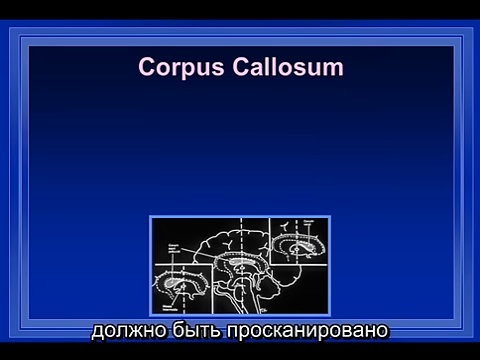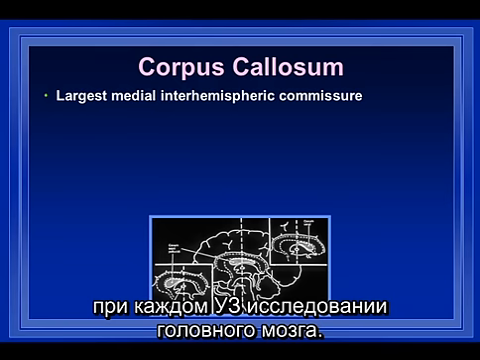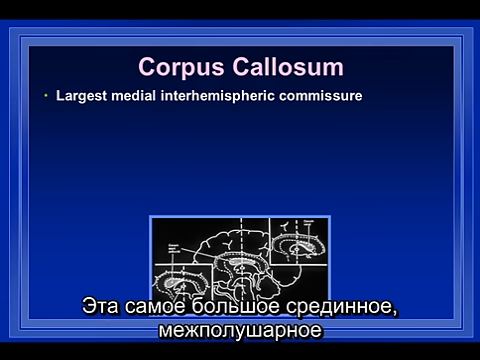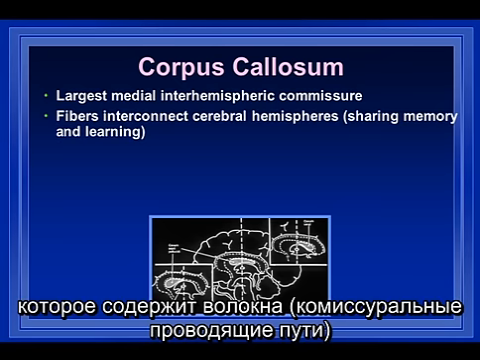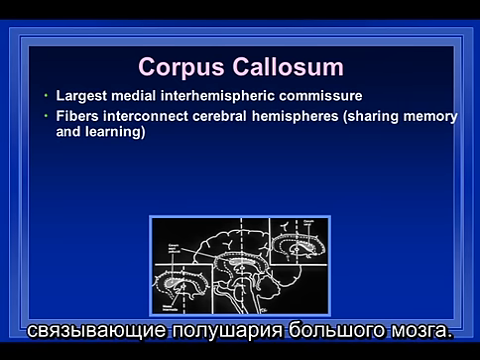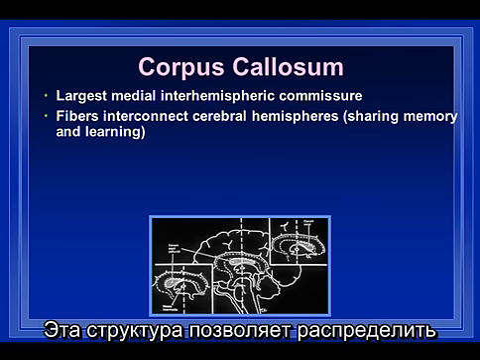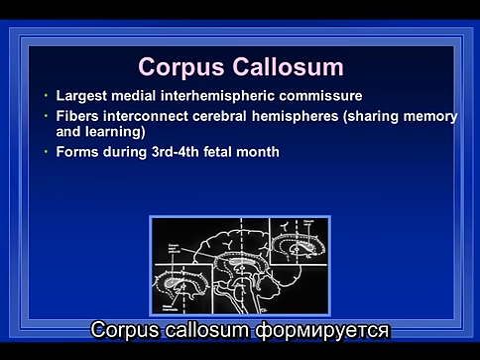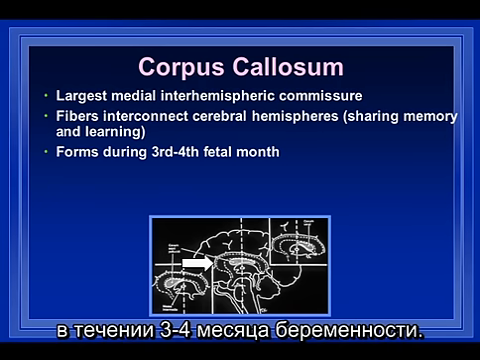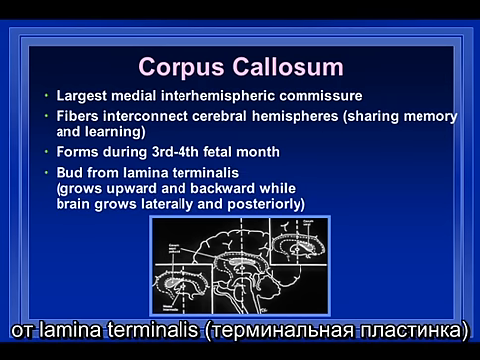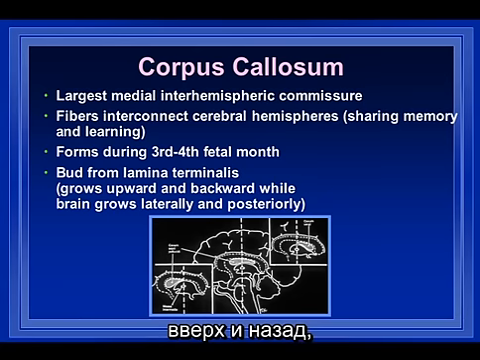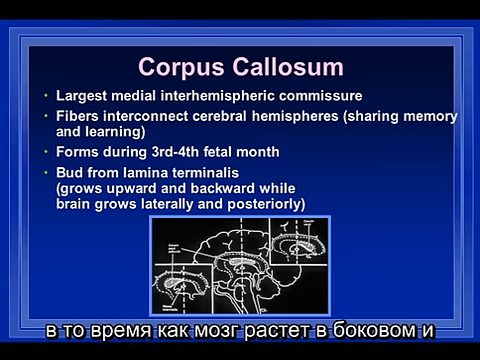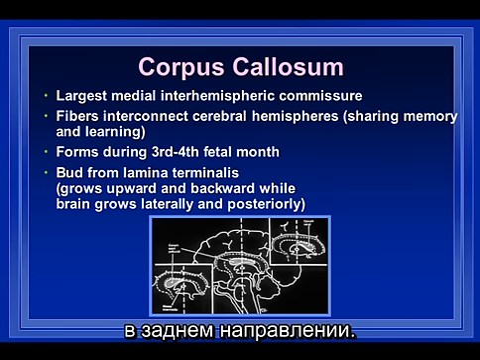The corpus callosum should be looked for on every brain ultrasound study. This is the largest medial interhemispheric commissure that contains fibers that interconnect the cerebral hemispheres, thus allowing for sharing of memory and learning between the two sides of the brain. The corpus callosum forms during the 3rd to 4th fetal month. It grows as a bud from the lamina terminalis, grows upward and backward, while the brain grows laterally and posteriorly.